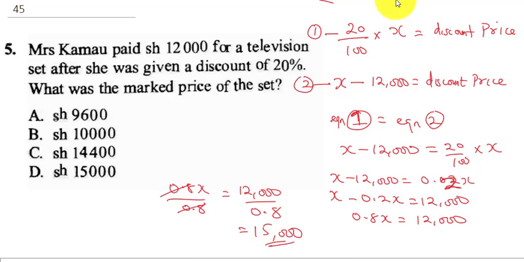Now, if you want to test this, let's check. 15,000 minus 12,000 will give you what? 3,000. Now, 20 over 100 multiplied by 15,000. Double zero will cancel the double zero. This will give you what? 3,000. So you can see this is correct. So the correct answer here is D.